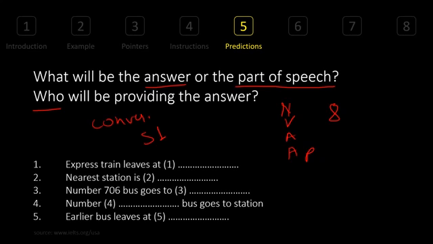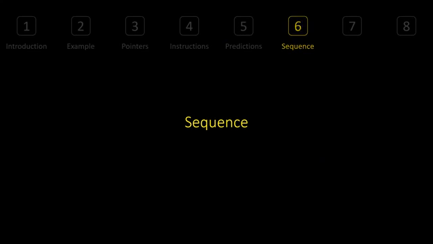Now you can predict. Express train leaves at, it could be a time. The nearest station is, could be what? Name of a station, that's a noun, right? Same way you predict the answer, because you will be given time to read the questions, right? For these five questions you will be given time. In that time you predict, you expect an answer. It will get easier for you rather than just suddenly listening to the audio and writing the answer. This has saved much time and many answers just by prediction.